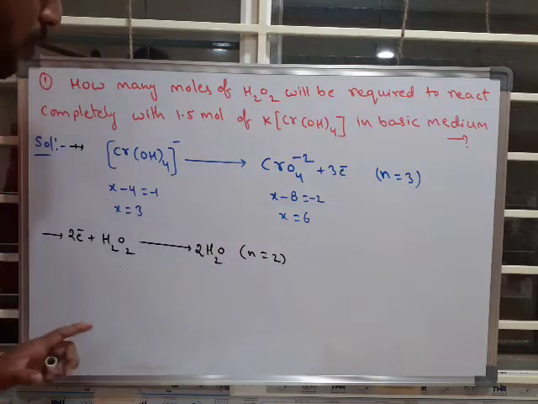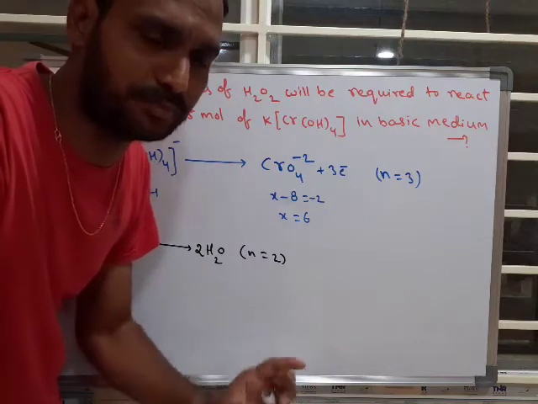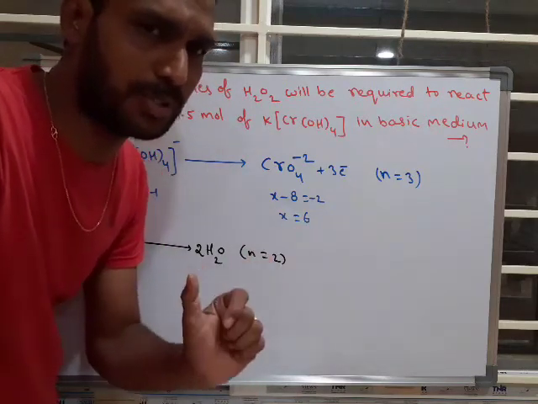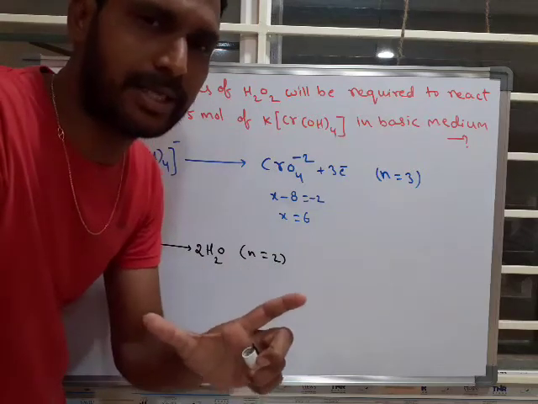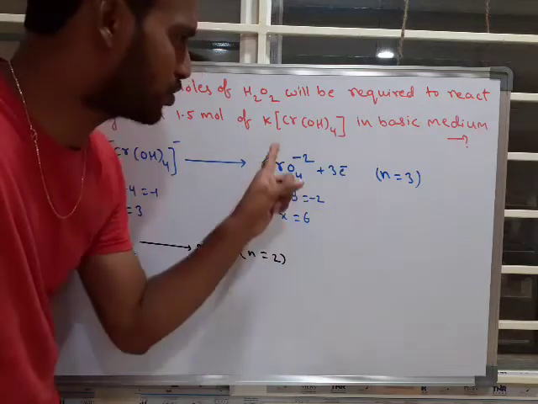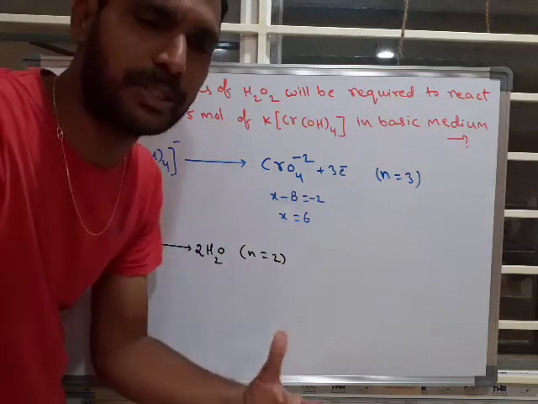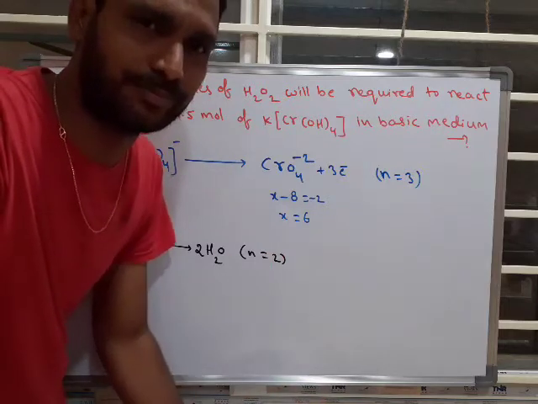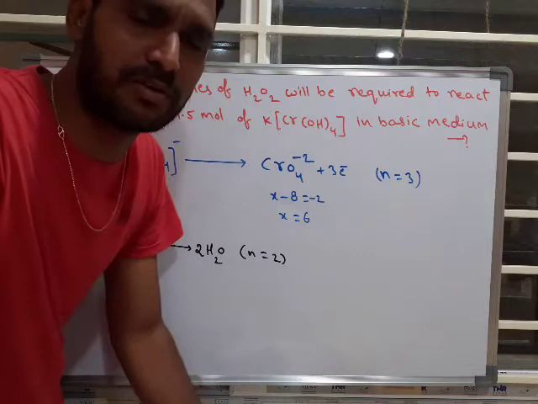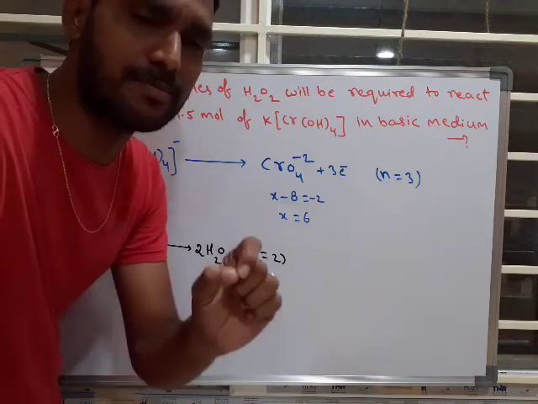One more important point: we have to equalize the milli equivalents of both compounds. Both are reacting completely, so milli equivalents of hydrogen peroxide equal milli equivalents of the complex compound. If molarity is given, we directly use the normality equation N1 V1 equals N2 V2. But here it is given in terms of moles.